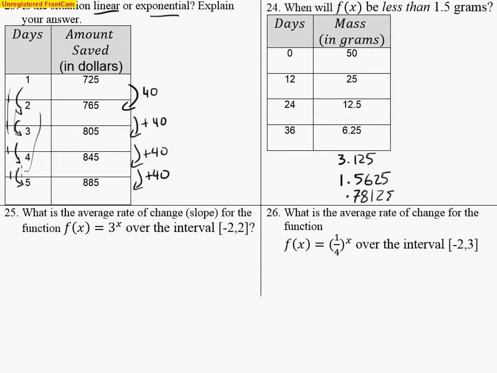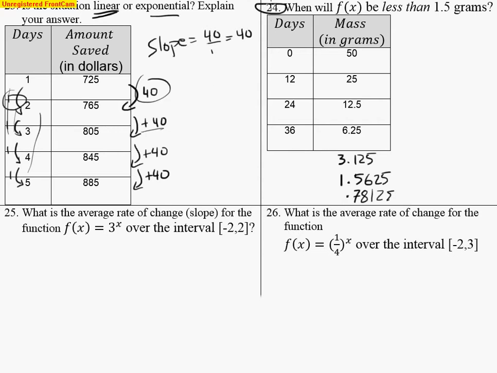So if everything over here is on the up and up with changes of 1, and there's a nice pattern over here with adding, then I know that I'm going to be linear. And my slope is going to be my change in y over my change in x. So my slope will be a constant 40 over 1, or just 40.